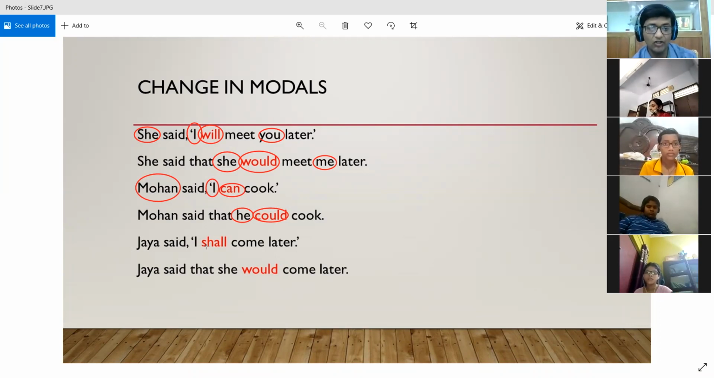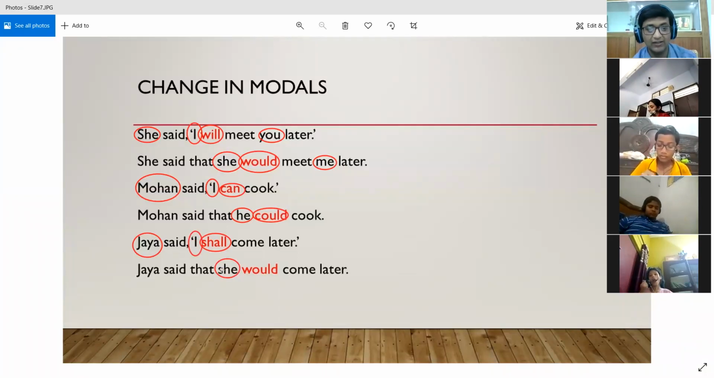Jaya said, "I shall come later." See, I have told you that "shall" is always used with the first person pronoun, that is "I" and "we." If the first person pronoun is not there, then we do not use "shall," we only use "will." So over here, when we change it into indirect speech, Jaya is the subject of the reporting verb "said." So accordingly, we are changing it into "she." This "I" is getting changed into "she."